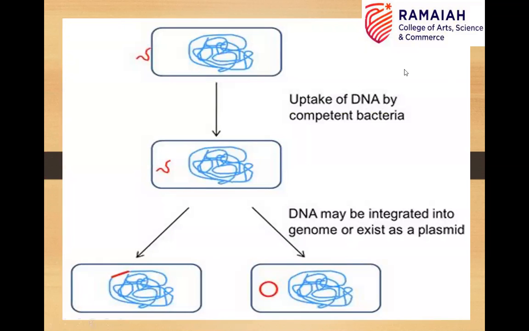So these are the possibilities. This is the bacterial cell that has to be transformed. This is the external DNA. When the uptake of DNA by the competent bacteria, what is this competent bacteria? We will be discussing more in detail. Competent bacteria is the one which is ready to take up the external DNA. So when it is competent, it allows the entry of the external DNA inside the cell.